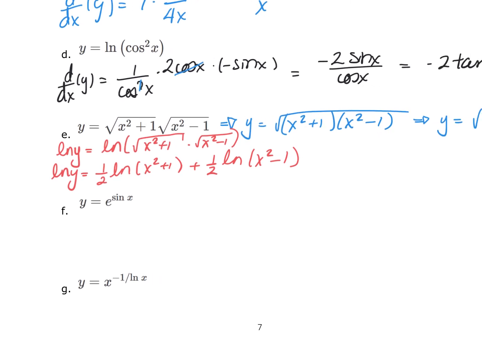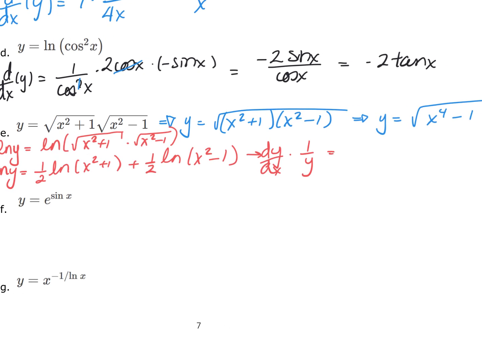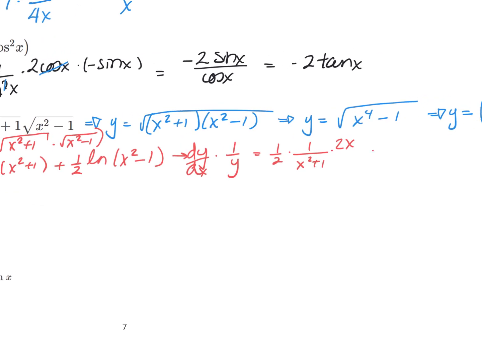Now, when I take the derivative of this, I'm going to get y' dy/dx, because I'll write it dy/dx multiplied by 1 over y. And then on the other side of the equal sign, I would get 1/2 multiplied by 1 over x squared plus 1 multiplied by 2x, because that's the derivative of x squared plus 1. And then plus 1/2, multiplied by 1 over x squared minus 1 multiplied by the derivative of x squared minus 1, which is 2x.